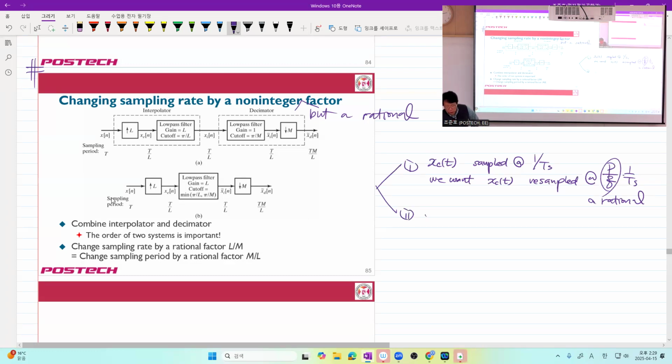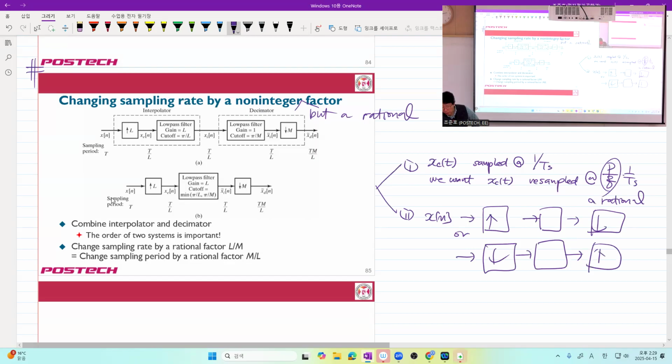The second one is purely that you have x[n] somehow upsampled, processed and downsampled, or downsampled, processed, upsampled. So multi-rate signal processing is sometimes related to the sampling rate change. However, it's not always covering only that topic.